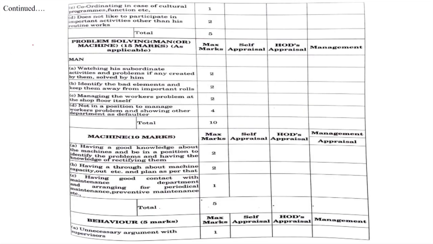Then look at this, it is all related to problem solving. Like watching his subordinates' activities, and problems, if any, created by them, solved by him. How active are you in solving problems at any point of time related to the department, a particular machine or a colleague? Identify the bad elements and keep them away from important roles. Managing the workers' problems at the shop level itself.